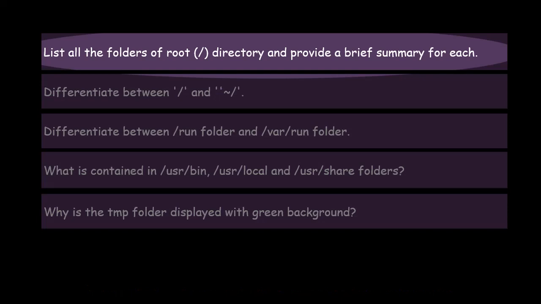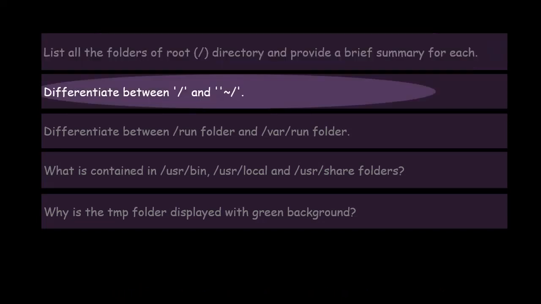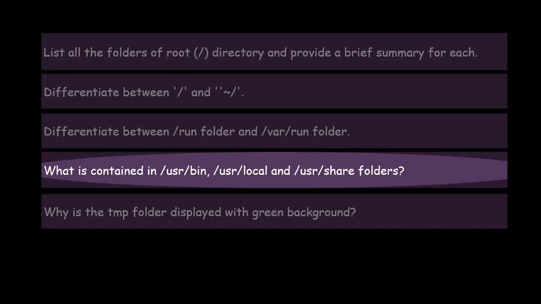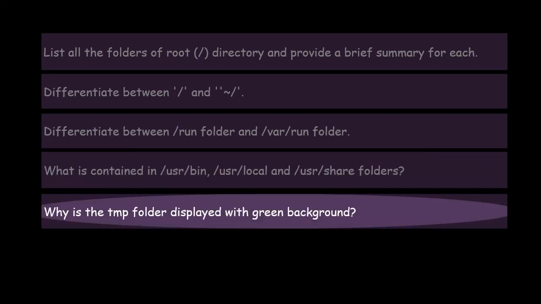You may take down the answers for these questions for better understanding. List all the folders of root directory, and provide a brief summary for each. Differentiate between / and ~. Differentiate between /run folder and /var/run folder. What is contained in /usr/bin, /usr/local, and /usr/share folders? Why is the TMP folder displayed with green background?